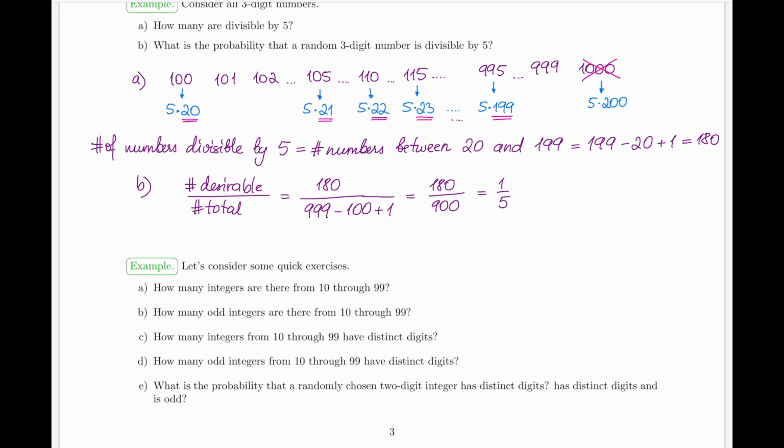Okay, so you've tried it for yourself. I'm counting from 10 to 99. Straightforward, these are just the numbers, so I'm going to take the last one minus the first one plus 1.